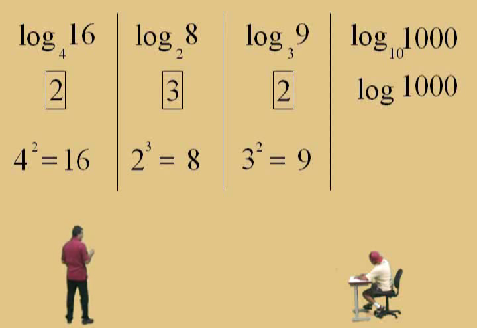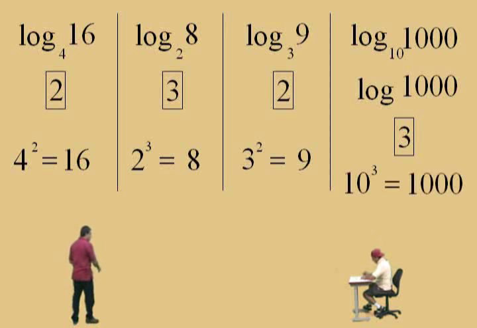Okay, now, Charlie, this logarithm is asking you what? 10 to what power is 1,000? That's right. What do you raise 10 to the power of to get 1,000? And what is it, Charlie? 3. It is 3, that's right, because 10 raised to the third power is 1,000. Very nice, Charlie.